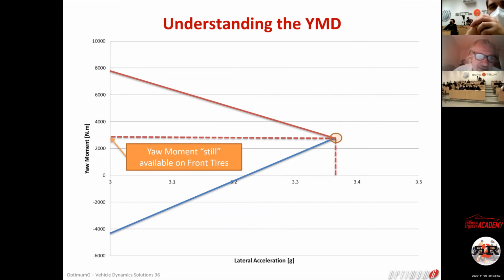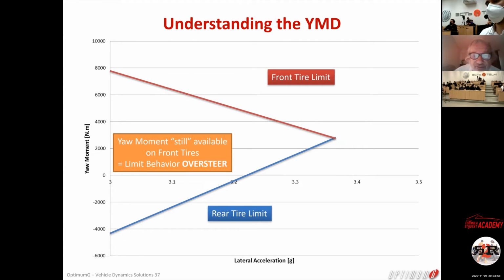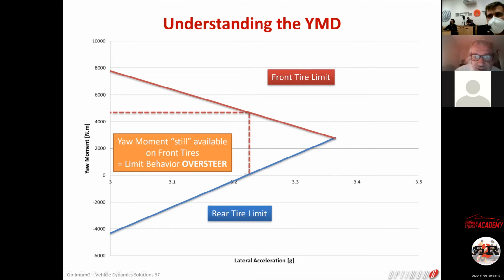And that is the yaw moment that you can still have from the front tire if you want to go faster. So that is the yaw moment still available on the front tire when you are there. When you are there, you can have more yaw moment because you are not using the front tire at the maximum yet.